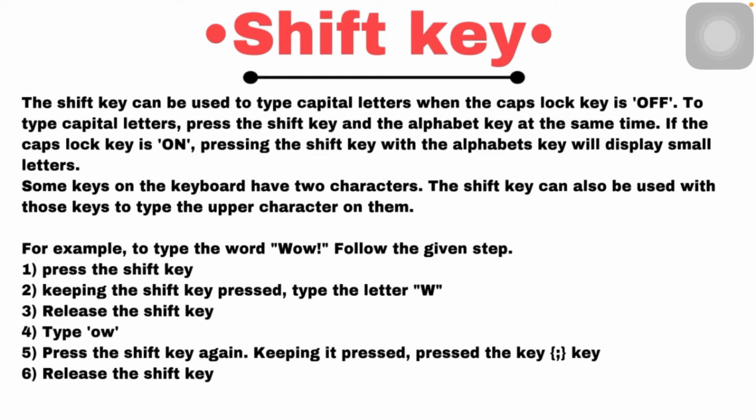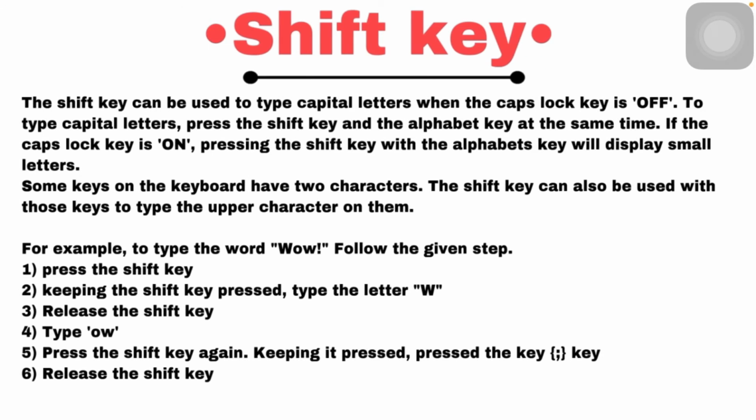Here the shift key is also used as a specific key, like typing the upper character on a key. For example, if you want to write the word wow, you can see there is one symbol after wow. This symbol can be created with the help of the shift key. So first you have to press the shift key, then keep it pressed and type the letter W, then release the shift key, then type OW, then again press the shift key and keep it pressed and press the key. Here is the symbol. So after releasing the shift key you will get this word.